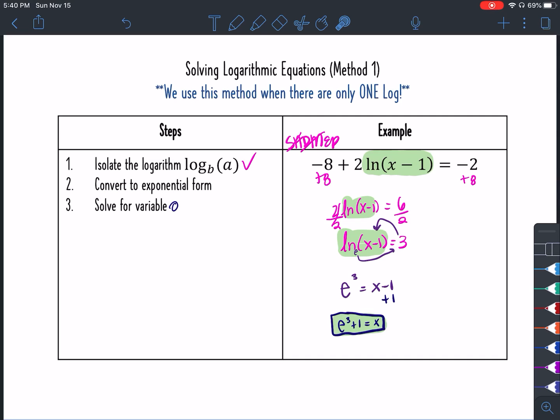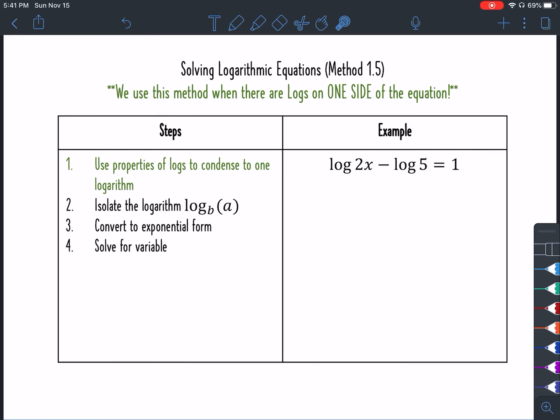But what happens if we have more than one logarithm? This one's a very, very similar idea. I call it method 1.5. We use this method when there are logs just on one side. So still, I only have logarithms on one side, but I do have more than one logarithm. It's the same steps: isolate the logarithm, convert to exponential form, solve for the variable, but there's this extra step added before it, which is first to condense it down to one logarithm. Once you have it down to one logarithm, then you can convert it to exponential form, then you can solve for the variable.